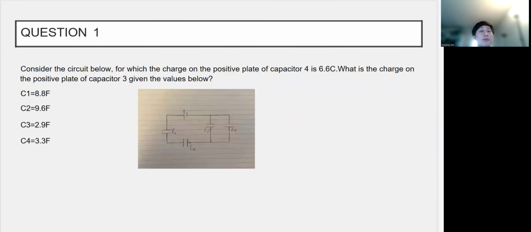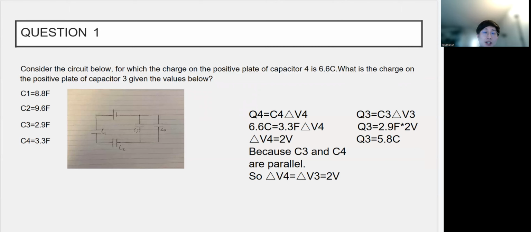Now it's about the questions. The first question is an examination of an application of the capacitance formula. Consider the circuit below, for which the charge on the positive plate of capacitor 4 is given. Find the charge on the positive plate of capacitor 3, given the values above. We can see that C3 and C4 are in parallel, so the voltage across them is the same. From this, we can use the formula to calculate the answer. The steps are like this.